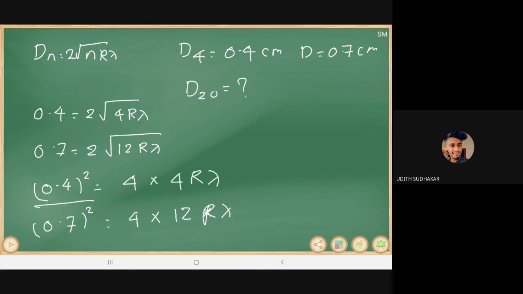So when you divide, this and this will cancel, so 1 by 3. But that cannot be done. Since it is not linear, you cannot use the same thing. D4 by D12 cannot be exactly similar to D12 by D20.